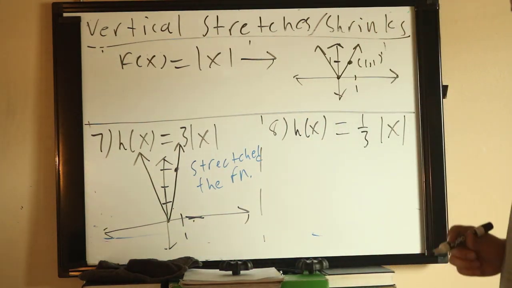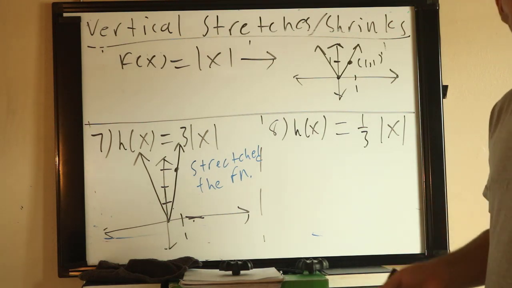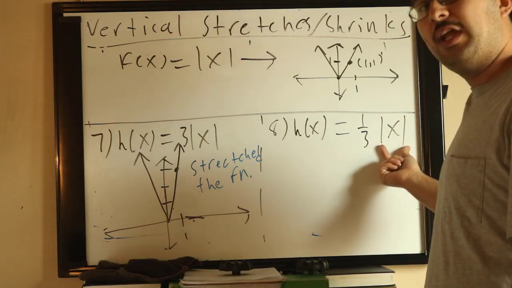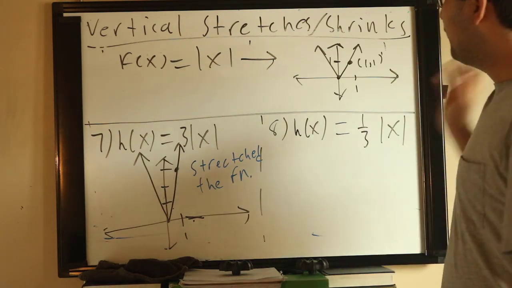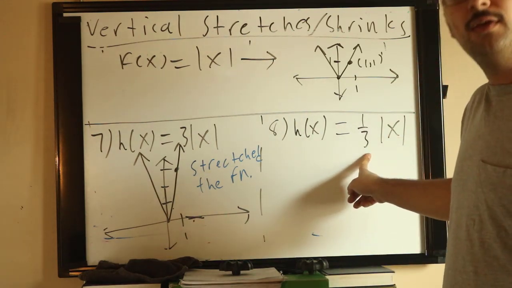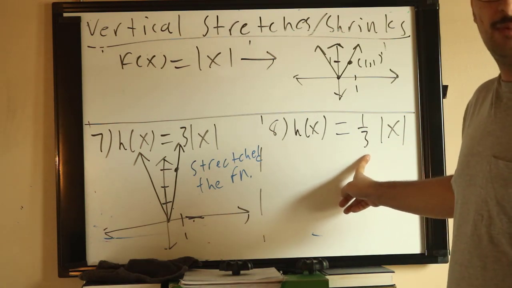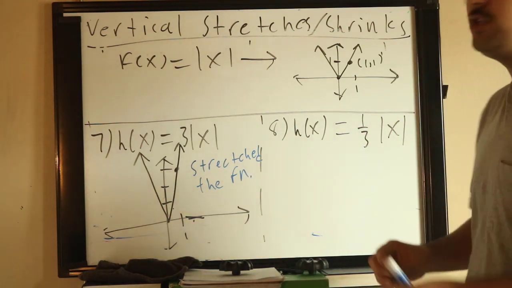Okay, so then a quick example of a squish, or a shrink, my bad, is 1/3 times absolute value of x. Again, how do we know this is a shrink? We have our parent function, absolute value of x. What are we doing to it? We are multiplying by a constant value. What's important is that the constant value is less than 1 and bigger than 0. So this is an example of a shrink.